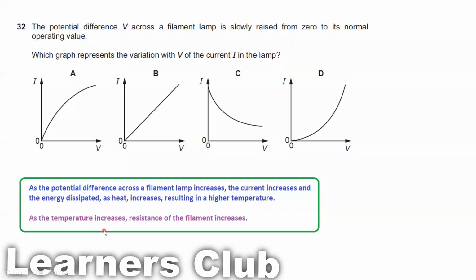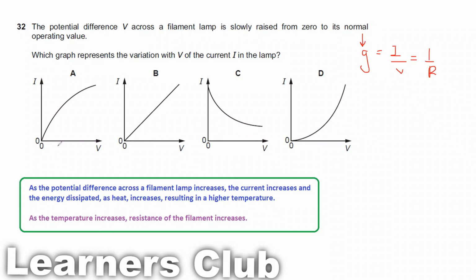Now, if I see the gradient of this graph, the gradient is I over V, which is the reciprocal of the resistance. Now we know that the resistance increases due to the increase in temperature. Now the reciprocal of resistance is that the gradient will decrease. When resistance increases, gradient decreases. Now we need to see which graph decreases the gradient.